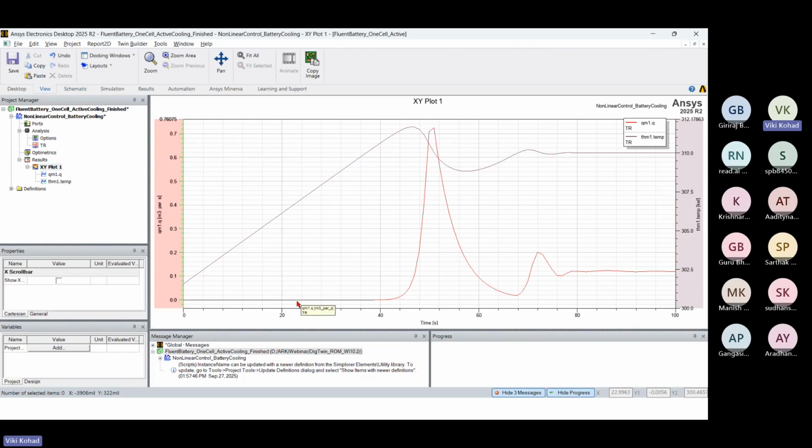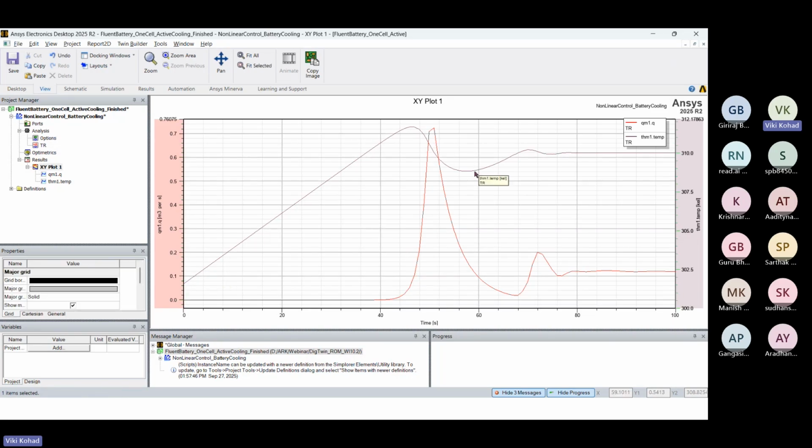Okay, this red line is basically the flow rate, and this gray line is the temperature data. My target temperature value is 310. I have to achieve the target temperature value of 310 Kelvin. Now you can see as the temperature increases, the flow rate is nothing.